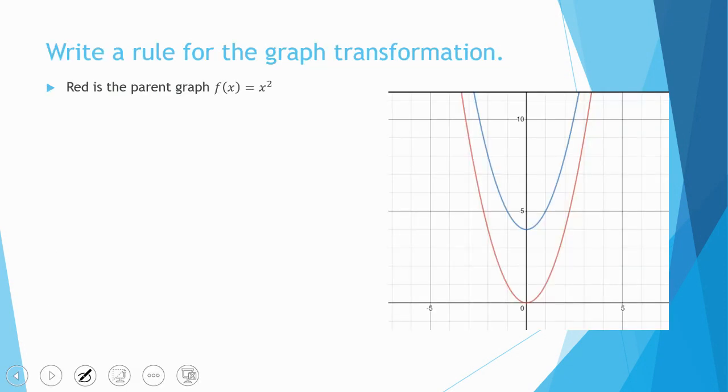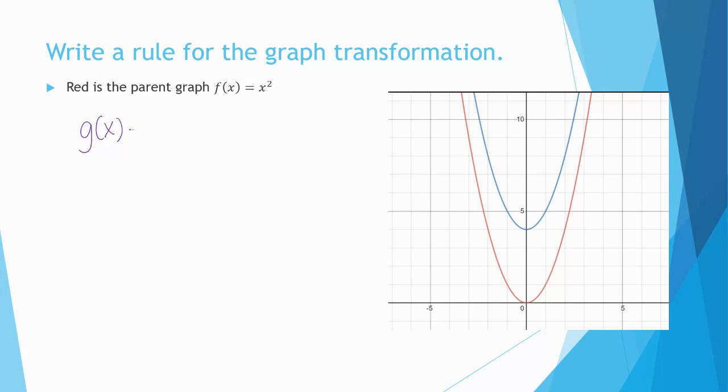So let's write a rule for this transformation. Again, we're going to go red to blue. So red is the parent graph of f of x equals x squared. I need to write a rule for changing from red to blue. So I can see that I have moved that graph up. Now remember, when I'm writing a rule, I need to use a different letter to name my function. Most of the time we'll use G, okay? So we're gonna go from Frank to George.